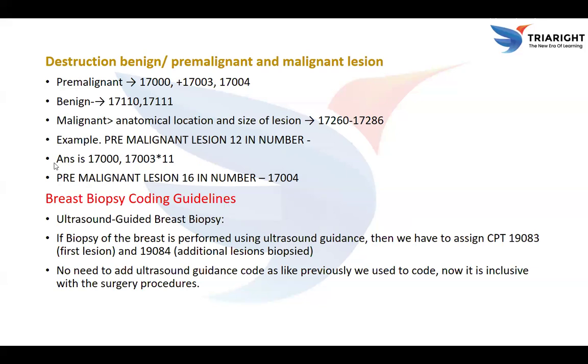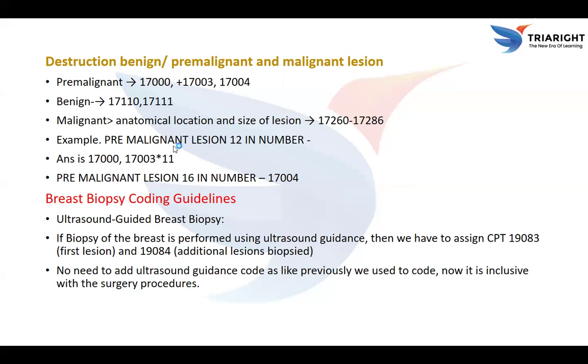For a premalignant lesion, you have to assign 17000 for the first lesion, and for additional lesions you have to give 17003 and 17004. In the case of benign lesions, for example warts or seborrheic keratosis, up to 14 lesions you have to assign the code 17110. For 15 or more lesions you have to assign the code 17111. For malignant lesions, for example basal cell carcinoma, the code depends on the anatomical location and size of the lesion. So this is based upon the anatomical location and diameter, and these code ranges are from 17260 to 17286.